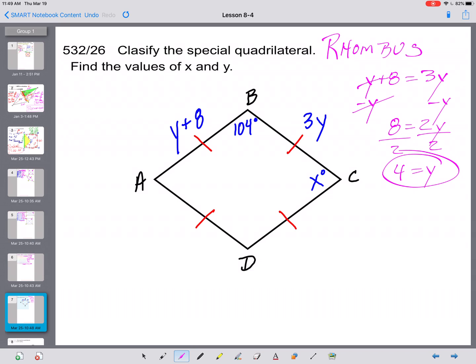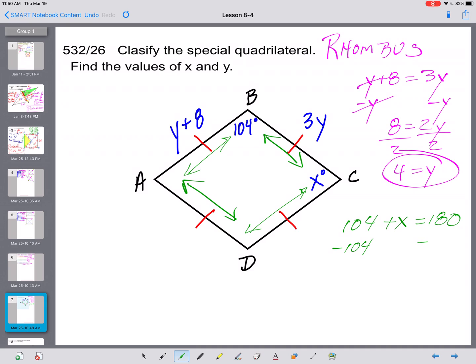Angles, what do we know? Is it a parallelogram? Sure it is, because it's a rhombus. What do we know about a parallelogram? Oh yeah, here we go. Consecutive angles are supplementary. Consecutive add up to 180. Consecutive add up to 180. Consecutive add up to 180. So let's do it. 104 plus x equals 180, minus 104. I think we're getting 76, yeah. x equals 76. Okay, looking good.